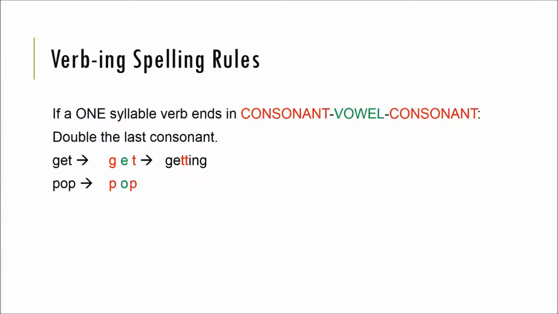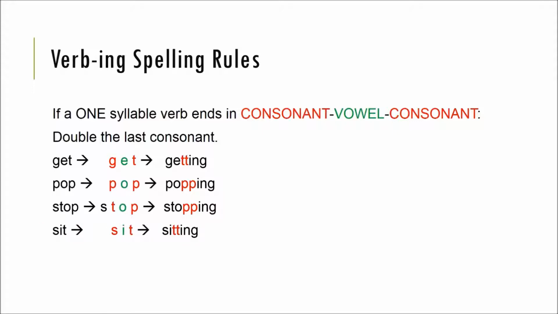Pop. Once again, one syllable, pop, consonant, vowel, consonant, popping, double P. Stop. One syllable word, it ends in consonant, vowel, consonant. That means I need to double my last P, stopping. Sit. Consonant, vowel, consonant, double T, sitting. Plan. Consonant, vowel, consonant, double N, planning.